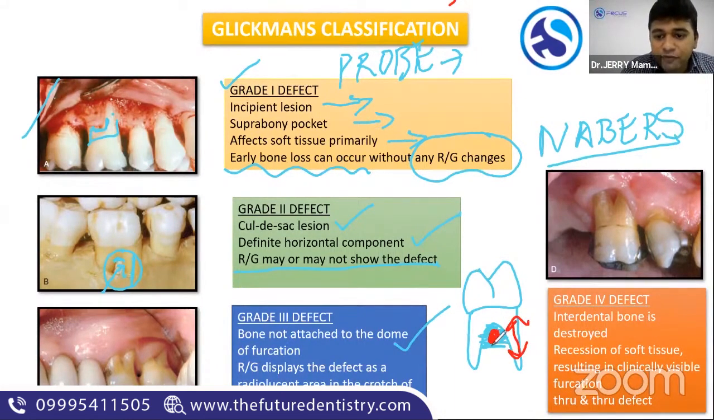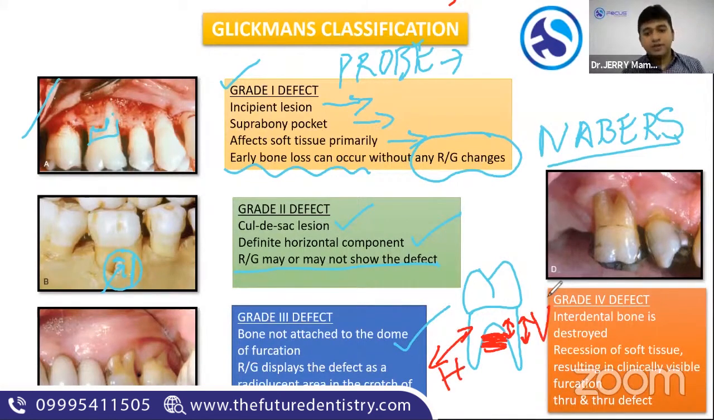But as you come to grade three defect, what happens? The same defect changes. Here the defect starts from here. So that means there is bone loss occurring in the vertical direction. Now bone is getting lost in the horizontal way also, and a vertical component is developing. That is known as your grade three defect. For sure you will have a radiographic feature.